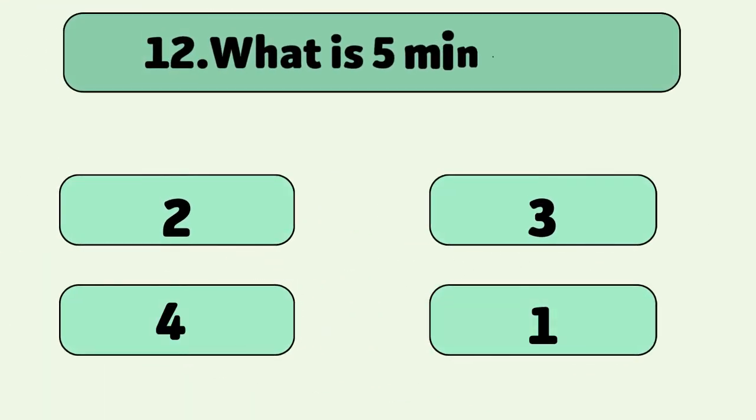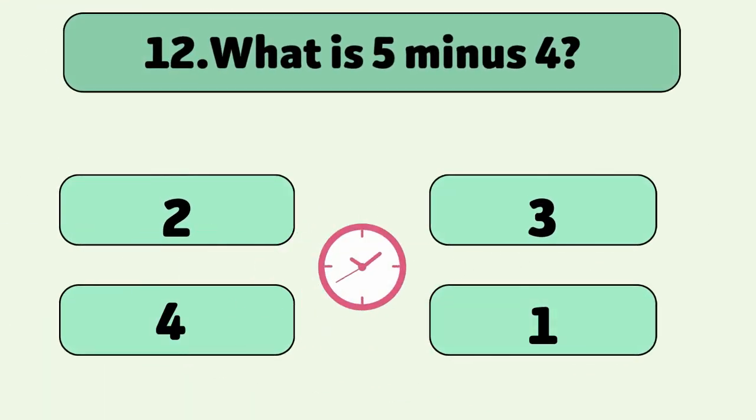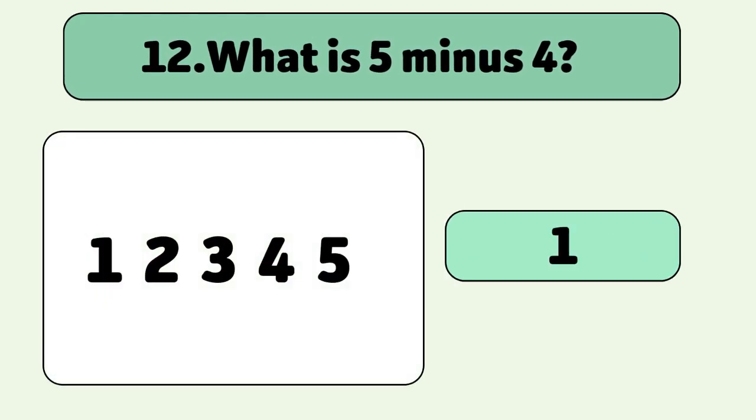What is 5 minus 4? One. Start with 5 and take away 4. And we're left with 1.